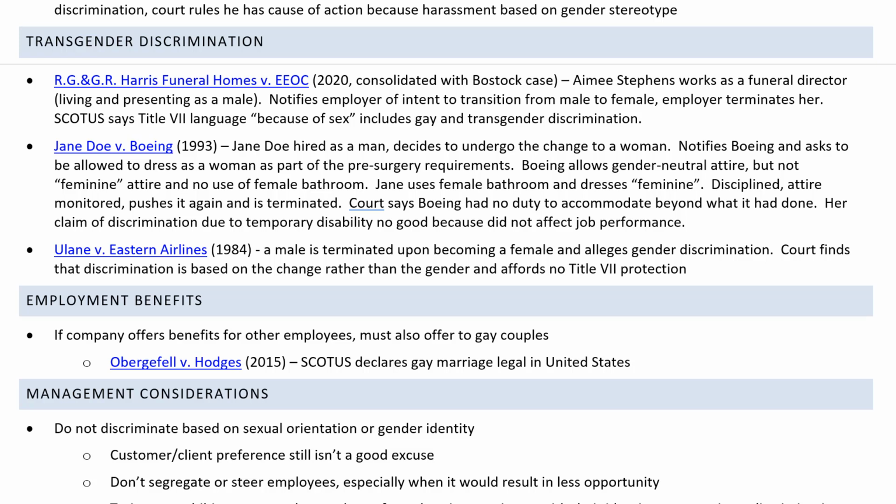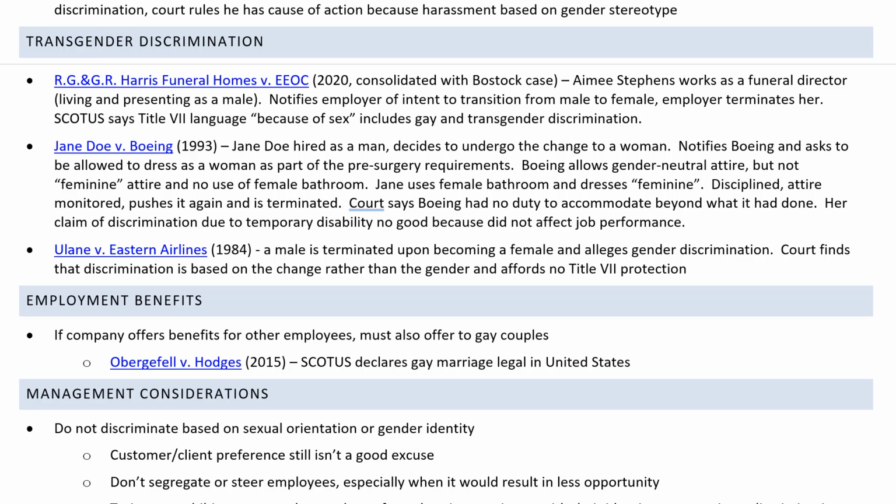So then she sued for discrimination. The SCOTUS in that case says that Title VII language, because of sex, includes gay and transgender discrimination. So that's that case that I mentioned earlier, the Bostock case, the big one that is controlling right now. And again, we could see things change over time, but we'll see what happens. A little bit of history.